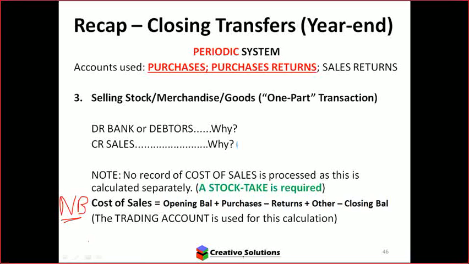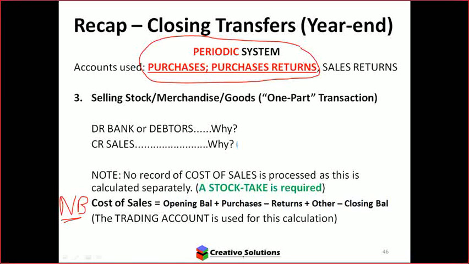The reason why I've put this slide up is because it focuses on the periodic system. Is UNISA ever going to tell you what system is being used? No, you'll just have to know. Exactly. So how do we know which system is being used? We need to look at the vocabulary used in the question. As soon as I see the word purchases or purchases returns, I know I'm dealing with which system? Periodic. Yes, purchases and purchases returns relate to the periodic system.